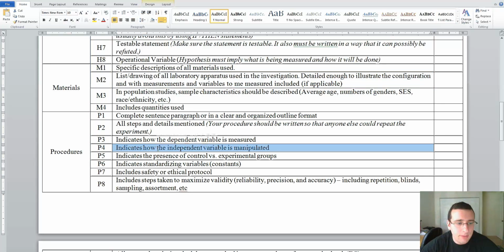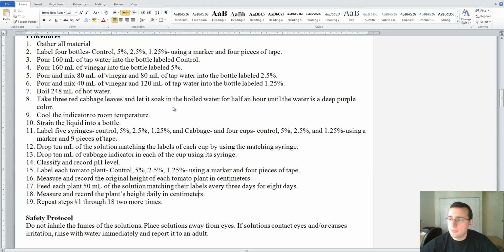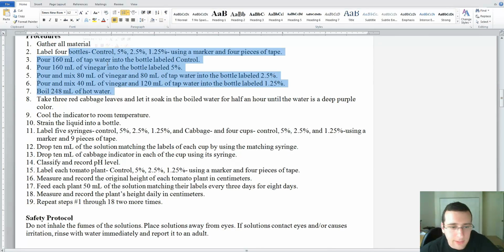Indicates how the independent variable is manipulated. So let's look at that. Does she talk about different groups and how she changed those groups? Yes, she describes how she created the different acidity levels, and she also described how she would use the red cabbage indicator and how to even make the red cabbage indicator. So that's actually very cool. She actually has all of that.